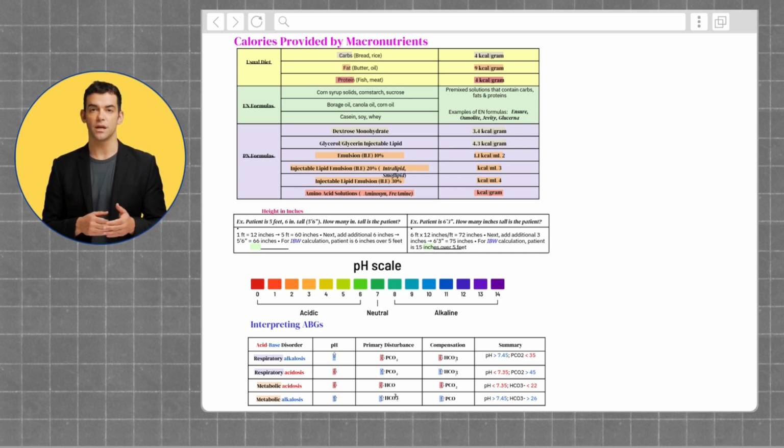Here is an example of a patient who is 5 feet 6 inches. How many inches is the patient? The correct answer is 66 inches.